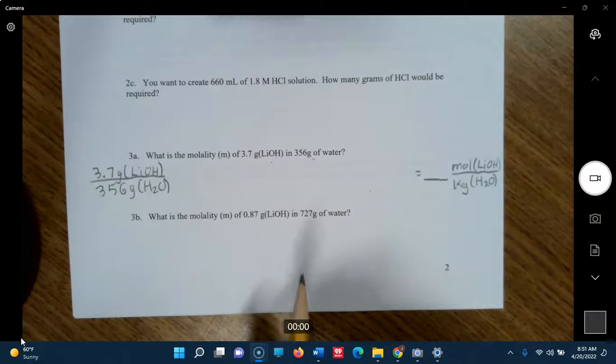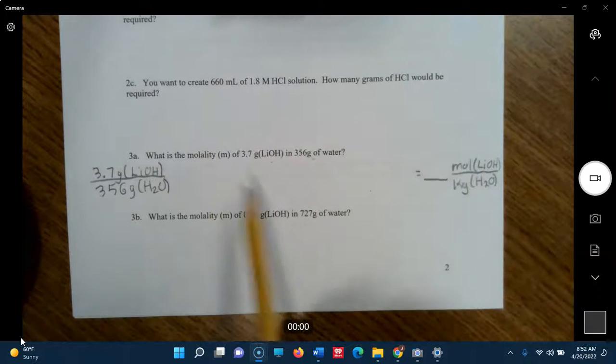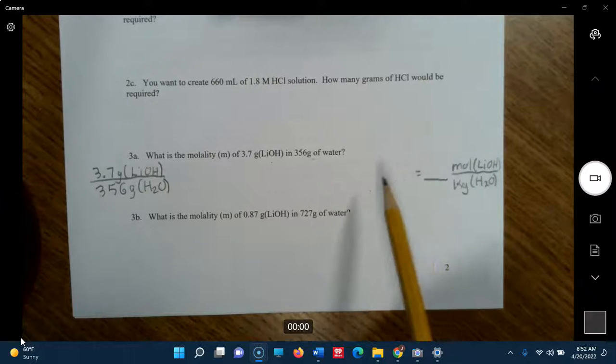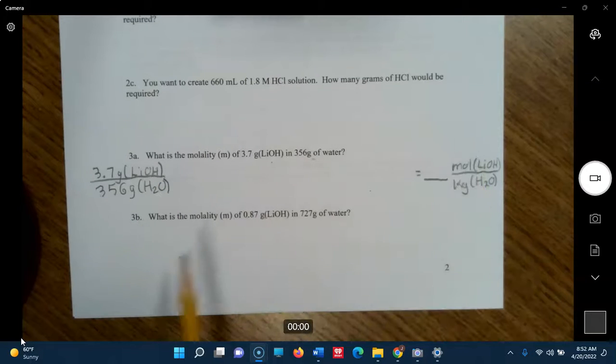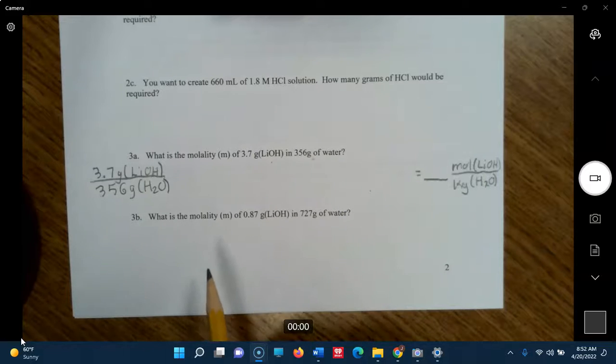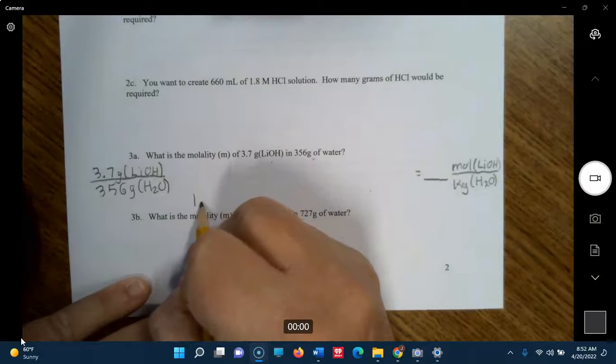Okay, so remember in these problems, you do 2 separate problems. You take care of the top first, then you take care of the bottom. You could do it in the reverse order, but let's just stick with that. So we need to get from grams to moles of LiOH. So you're going to have the molar mass of LiOH because you've got to go from grams to moles. So we're going to go 1 mole.